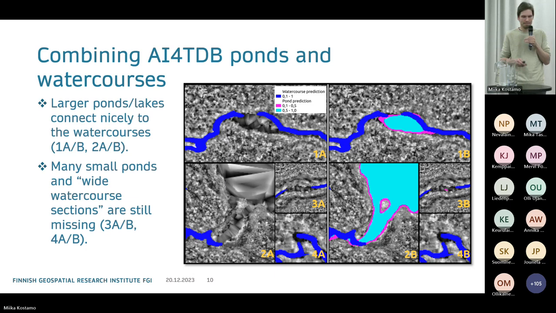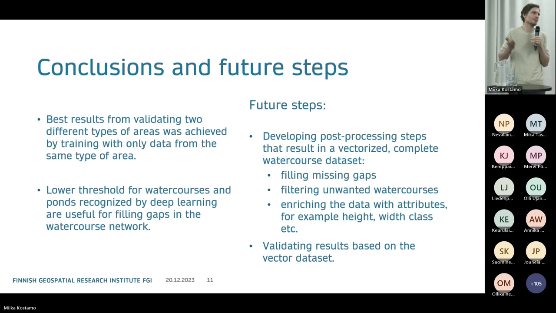So in conclusion, the best results from validating these two different areas were achieved with training with just the data from that type of area, which was, I think, an interesting result. And then also that these lower threshold watercourses and also these ponds can be used to fill the gap in between these watercourses.